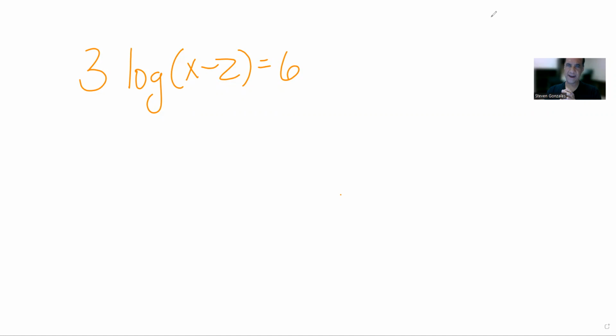Here's another question that I had problems on. Now, this is a situation where, in effect, I have 3 times some quantity is 6, and then that quantity turns out to be something complicated. Now, when it just says log, make sure you understand that that's base 10. And once again, it might behoove you to go ahead and put the base 10.